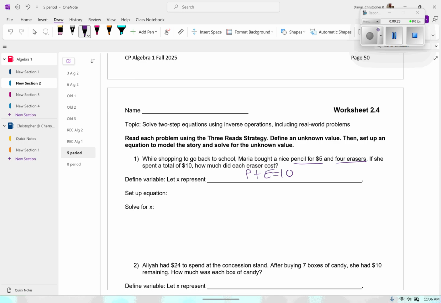Okay, so we know that the pencil cost $5 plus the erasers. And there were 4 erasers, right? So put a 4 in the front of those. Subtract 5, 4e equals 5, divide by 4, divide by 4. So the erasers cost $1.25 each.